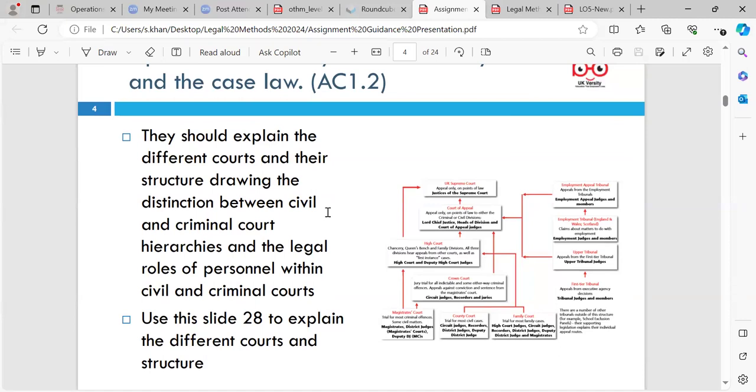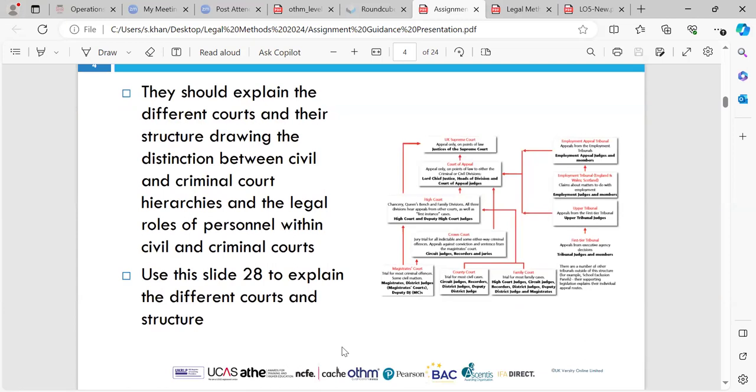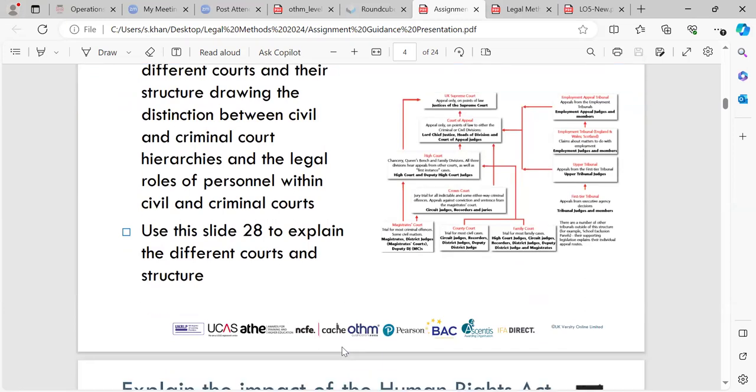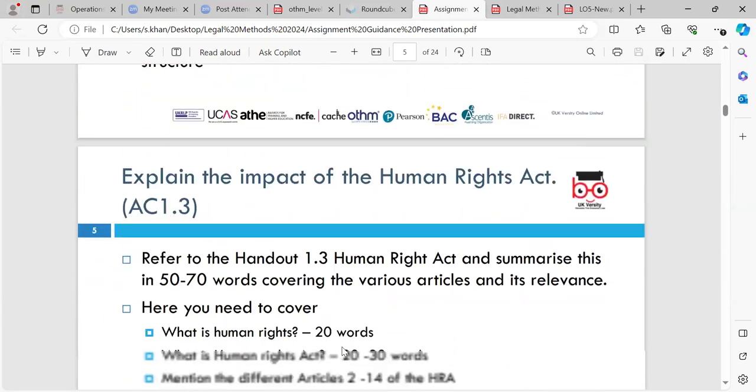You should explain the different courts and their structure, drawing the distinction between civil and criminal courts, hierarchies and the legal roles of personnel within civil and criminal courts. Use this slide to explain the different courts and the structure. So you need it for civil and you need it for criminal as well. And explain what the roles of the people working within it are and what they do within that court.